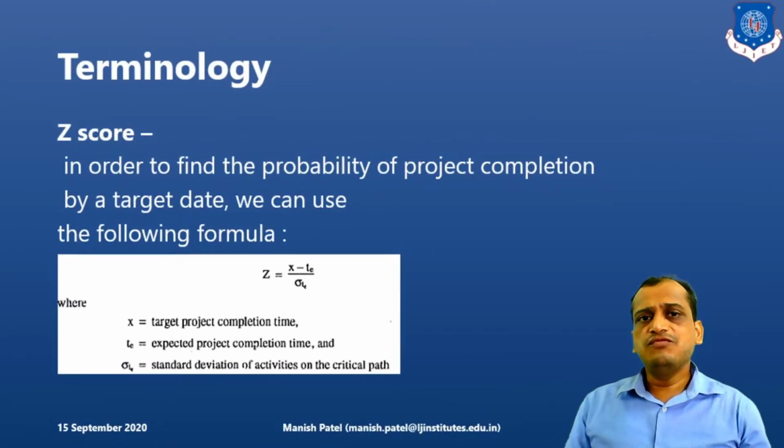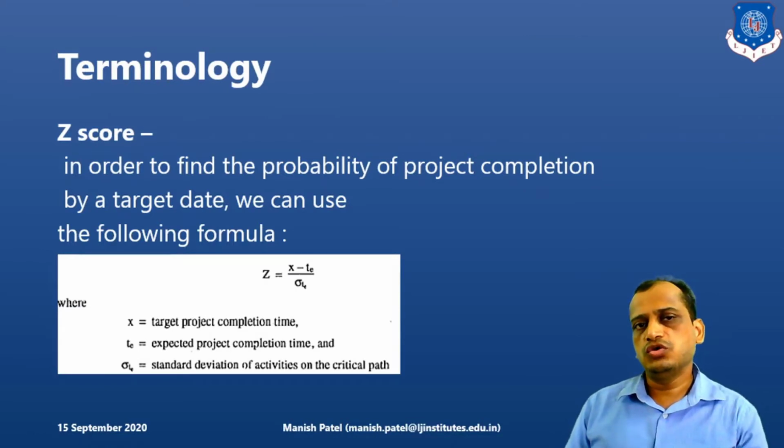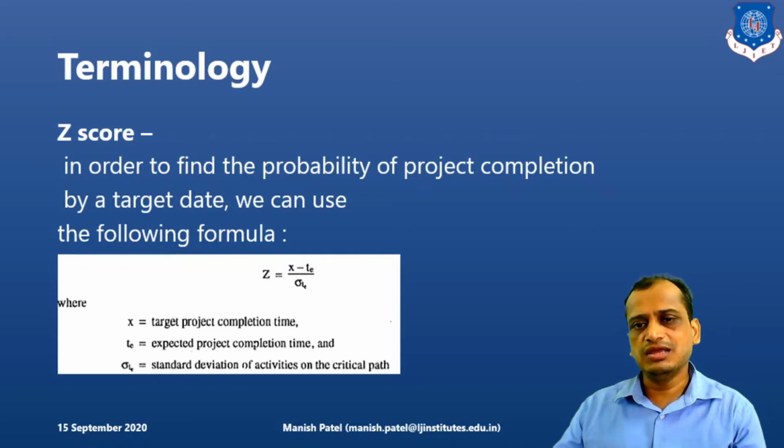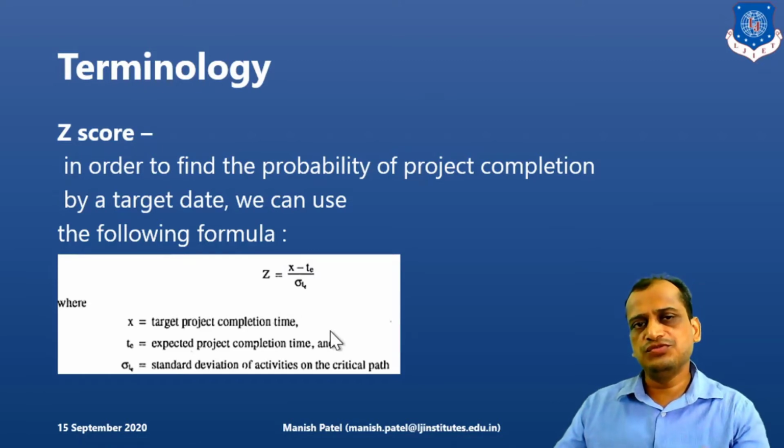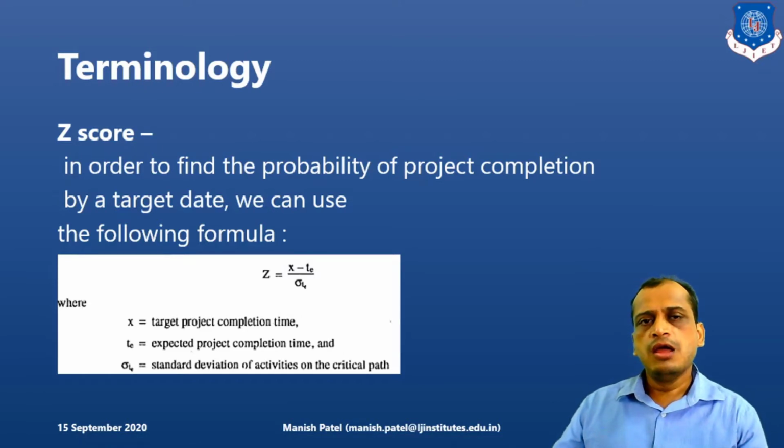Now at the end we also find out the Z score, which is nothing but the probability that the project is going to complete within a given deadline or within a given duration. And that formula is given by Z equal to X minus TE, the estimated time, upon sigma. Now what is this sigma? Sigma is the standard deviation of activities on the critical path. We will calculate that. And X here is the target project duration, the completion time.